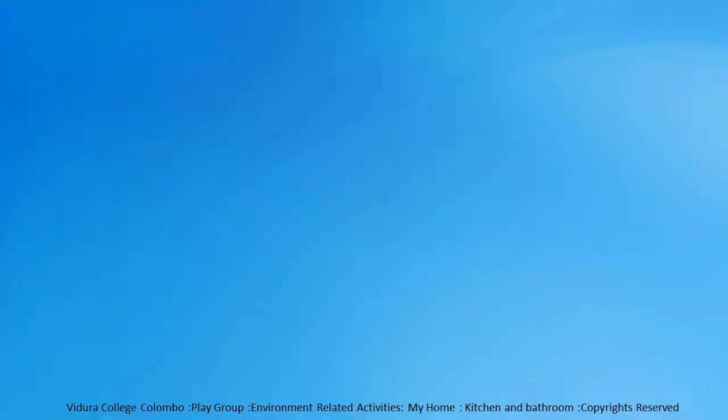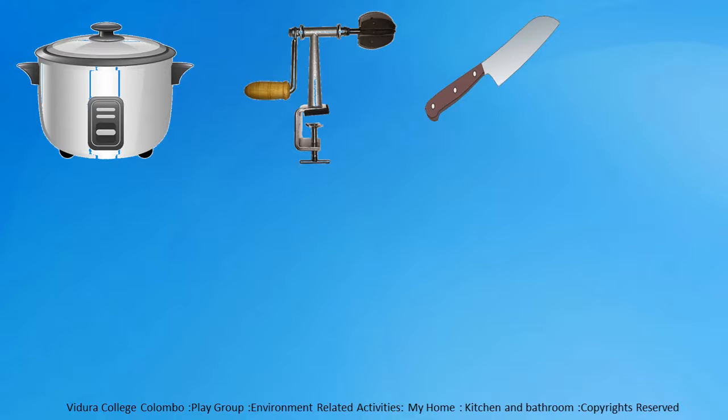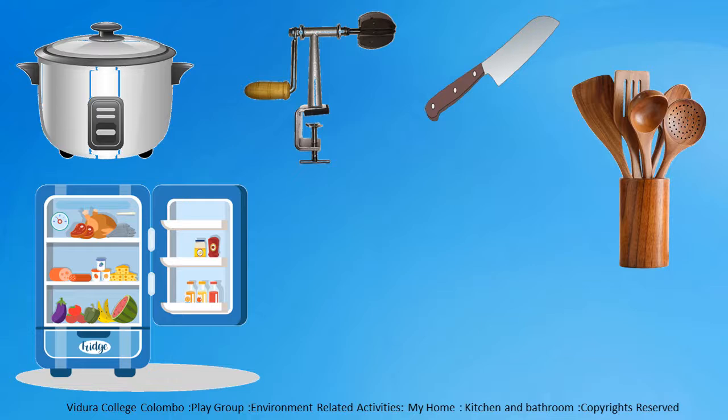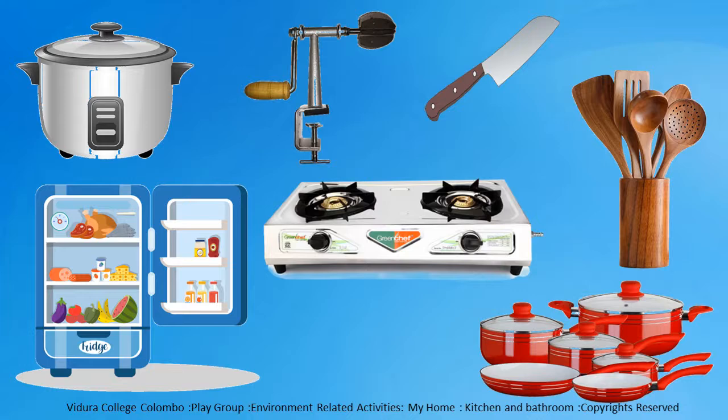Children, now we are going to recall the things in the kitchen. Are you ready? Okay, let's start. What is this, children? Rice cooker. Coconut scraper. Knife. Spoons. Refrigerator. Pots and pans. Gas cooker.